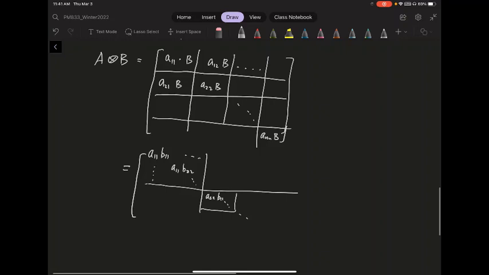And then each one of these blocks, you scale it by the corresponding A. And on the off diagonal, you basically do the same thing, right? So this way, this A tensor B is really just an Mn by Mn matrix. Okay, so that's essentially how the tensor product can be defined.